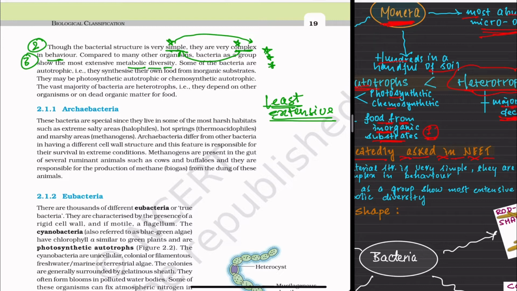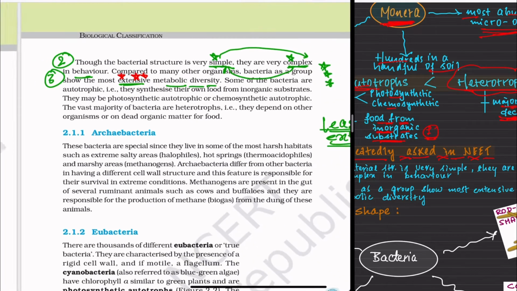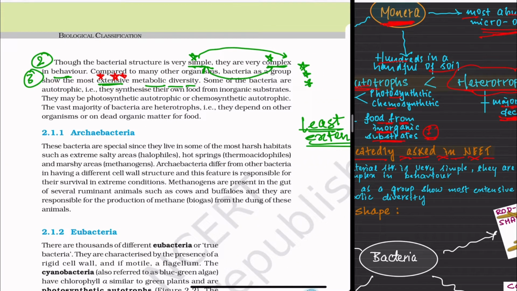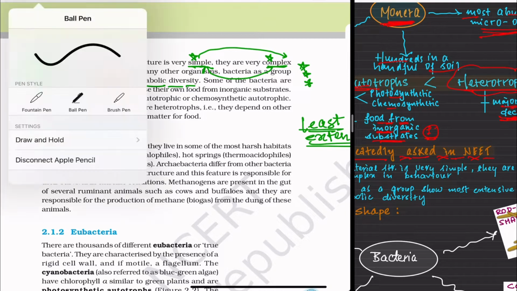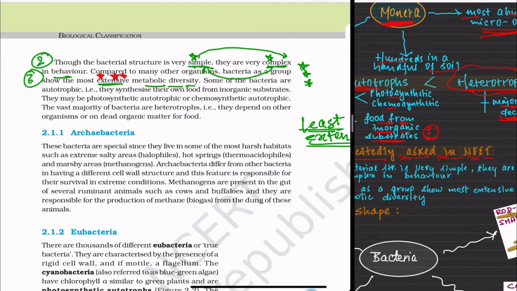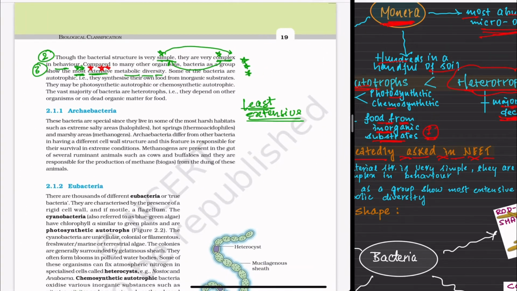So we'll highlight this part in our respective NCERT textbooks. Compared to many other organisms, bacteria as a group show the least extensive metabolic diversity is totally wrong. Bacteria show the most extensive. This word most is quite important, most extensive metabolic diversity. Now the rest of the para is not that important. Some of the bacteria are autotrophic. You know they synthesize their food from inorganic substrates. We have discussed this. They may be photosynthetic autotrophic, chemosynthetic autotrophic, and the vast majority are heterotrophs. They depend on other heterotrophs.